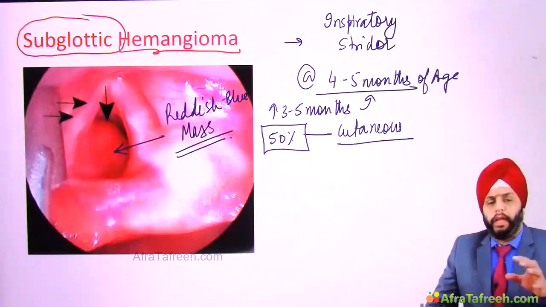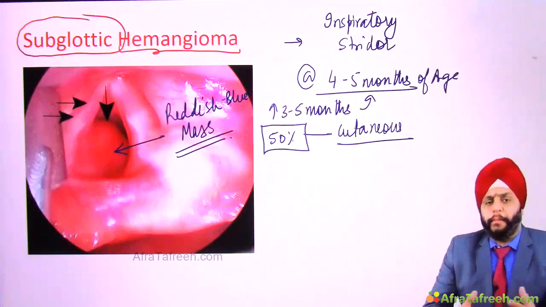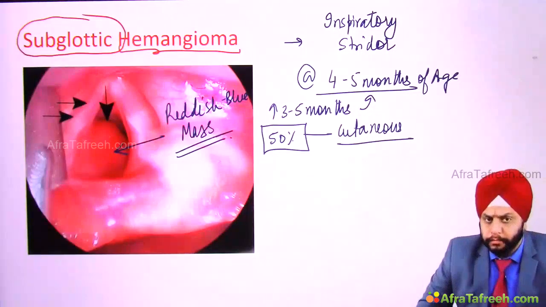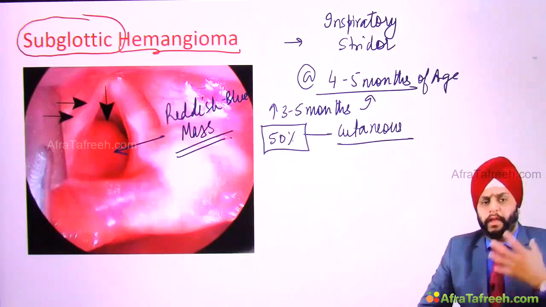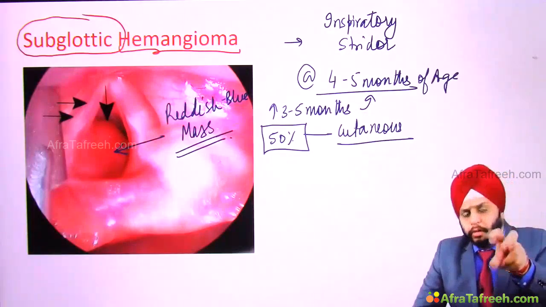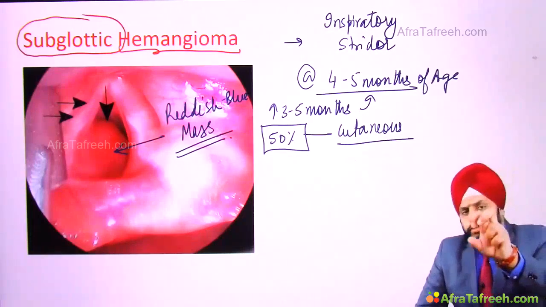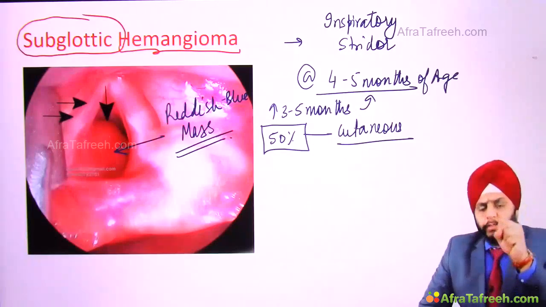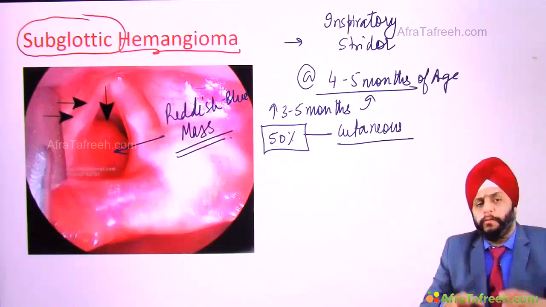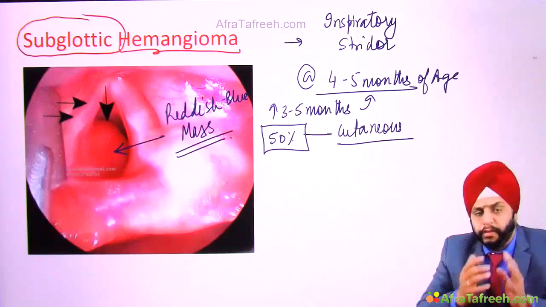Now, what do we see in this diagram? We see this hemangioma. Now, what happens during inspiration? During inspiration, there is a negative pressure in the lungs, there's a negative pressure in the airway. This negative pressure exerts pressure on this hemangioma and pulls it in. When the hemangioma is pulled in, more blood goes inside it. So there is a pooling of blood in the hemangioma.